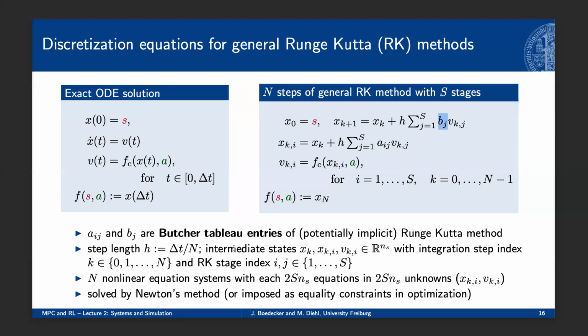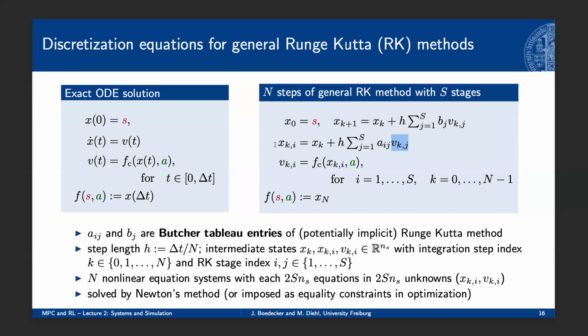So I should say that we have two indices here. We have k for the integration steps, and i, j are for the intermediate stages, right? And you see, for example, that the intermediate stage x at the intermediate point i is given as a linear combination of all the velocities, all the intermediate velocities, so to say. Yeah, this is making it possibly implicit.